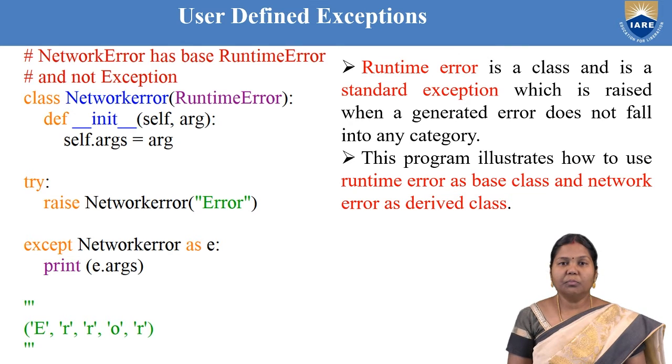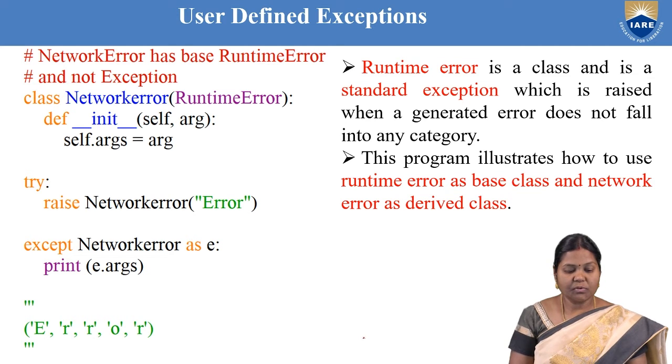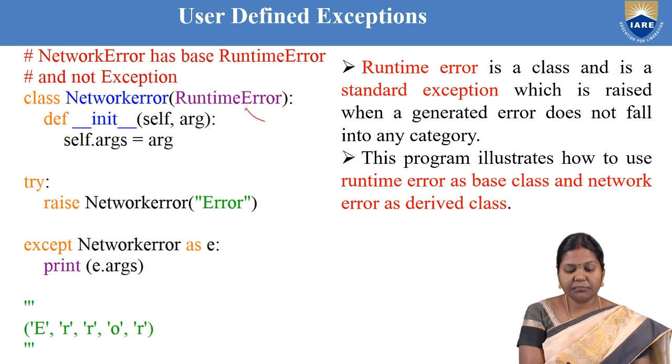Now, let us continue with the user-defined exception. RuntimeError is a class, and it is a standard exception which is raised when the generated error doesn't fall into any category. Now, we will see one program where RuntimeError works as a base class and NetworkError works as a derived class. Let us see how to handle network errors. Here we have written one class for NetworkError, which will be derived from the base class RuntimeError.